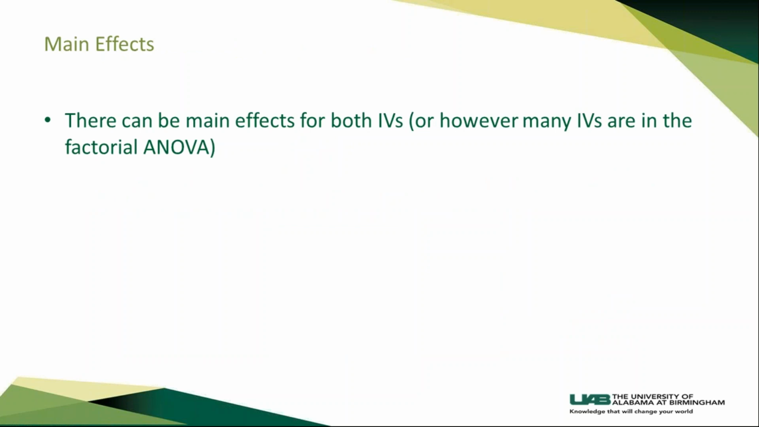So we can have multiple main effects going on at the same time. We can have it for both of the independent variables, or if we have a really complex factorial ANOVA with 3 independent variables, 4 independent variables, 5 independent variables, however many independent variables there are, they could all have a main effect going on at the same time. They're not mutually exclusive.